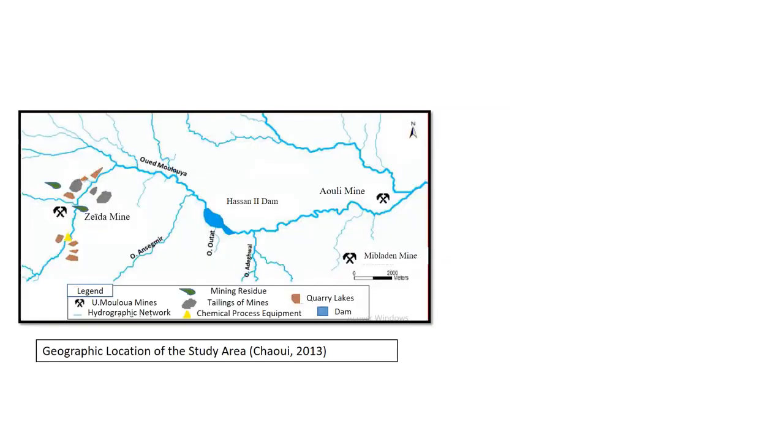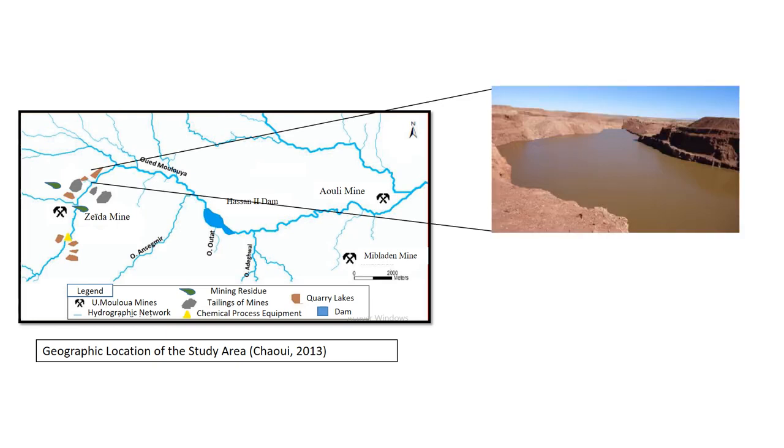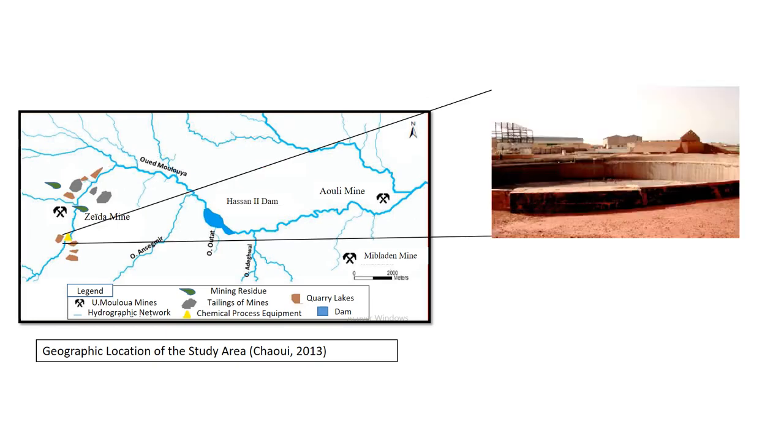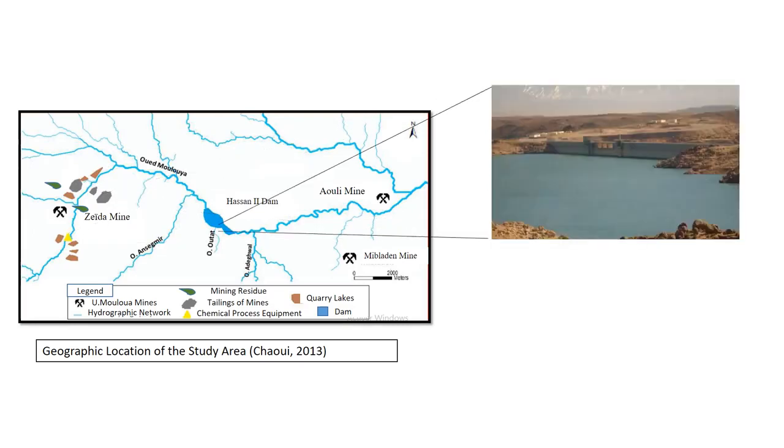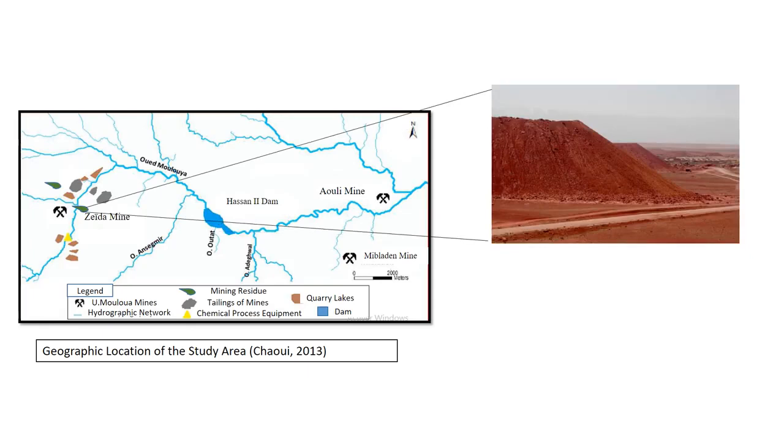The Zeida mine is characterized by more than 7 quarry lakes, chemical process equipment left in situ, tailings, and also a hydrographic network named Moulouya River and its tributary, located a few meters from the tailings, and this network supplies the Hassan II Dam with mining residue.